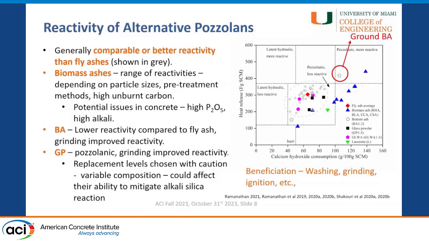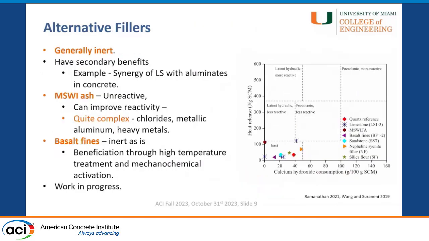Some of the beneficiation methods that we tried out were part of a couple of publications that I did during my PhD. We used acid washing, water washing, etc. to sort of get rid of the alkali. You can grind it finer to improve its reactivity, or ignite it to get rid of the unburned carbon and get the final low LOI ashes.